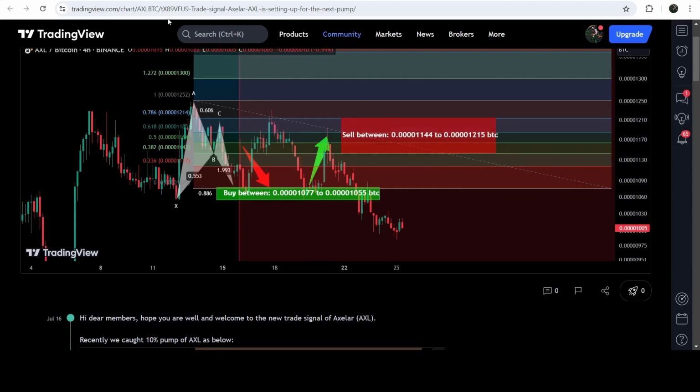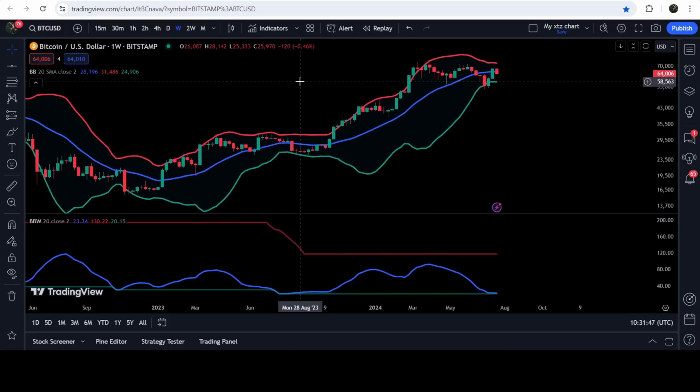Now let me take you to the live chart of Bitcoin. First of all, let me show you this weekly time frame chart.